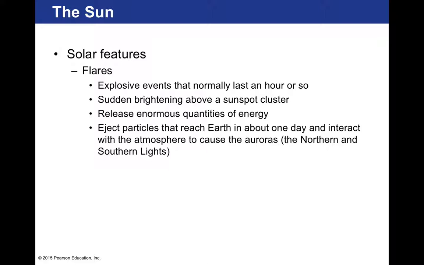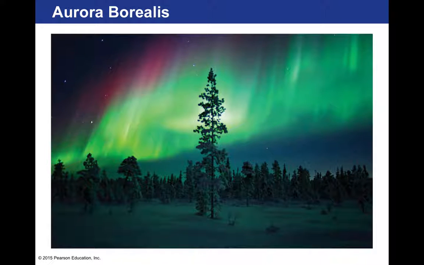These eject particles, and they reach Earth in about 1 day, and they interact with the atmosphere to cause what's called the auroras, or aurora borealis, known as the northern lights. So these are actually partially due to solar flares and also just the normal solar wind. So we have all these particles coming from the sun, and they're interacting with the particles in our atmosphere, producing an emission of different colors of light. So that's why we have these things in the northern part of our planet.